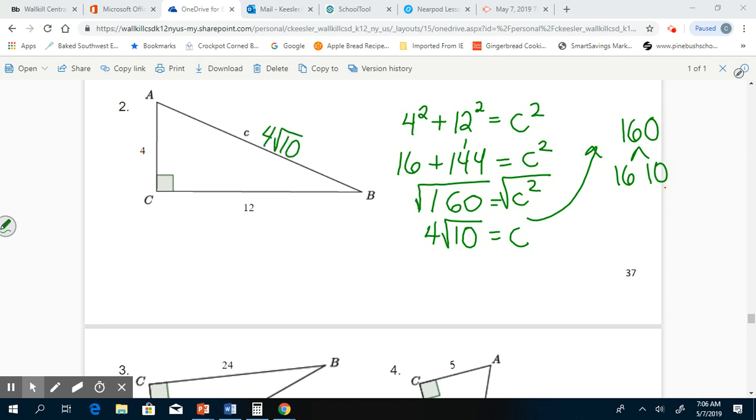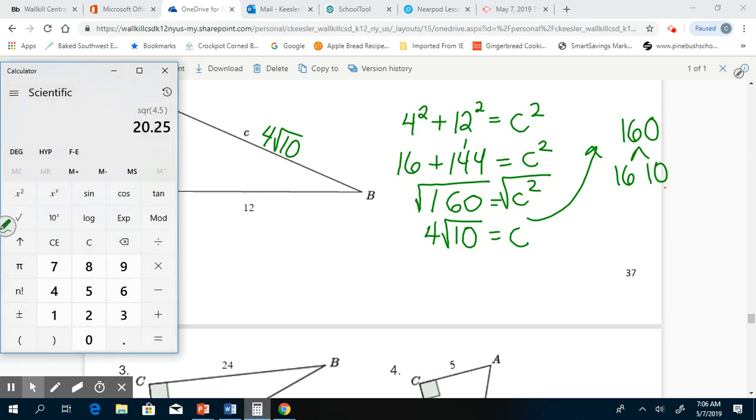And then if I want to figure out what that would be to the nearest tenth, I take out my calculator, and I can do the square root of 160, which is about 12.6. And if I want to check to make sure that I did it correctly with the 4 radical 10, I could do square root of 10 times 4. And I get the same number again. So it is about 12.6, and I simplified correctly.